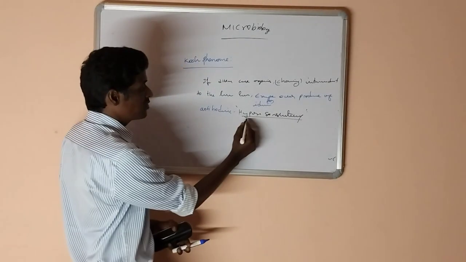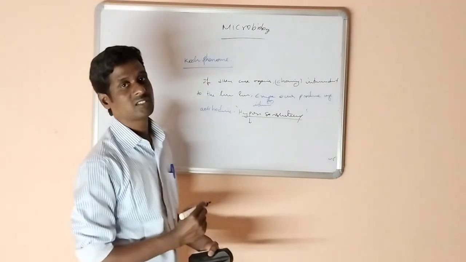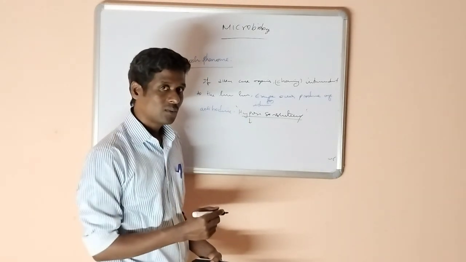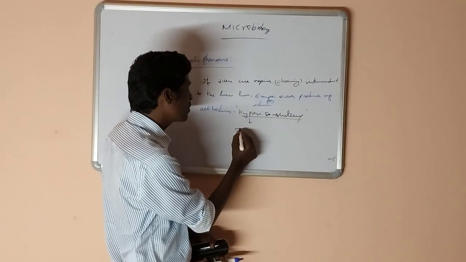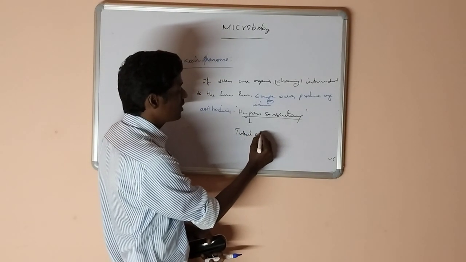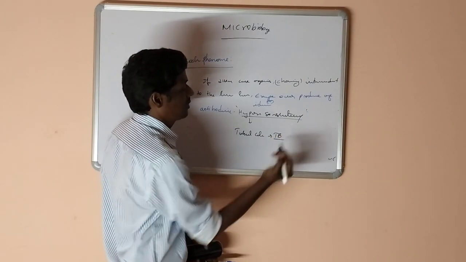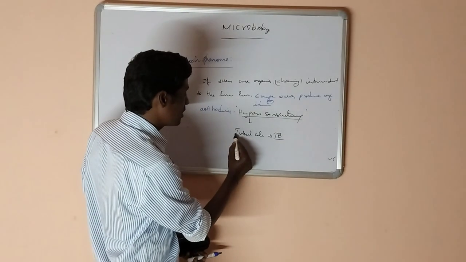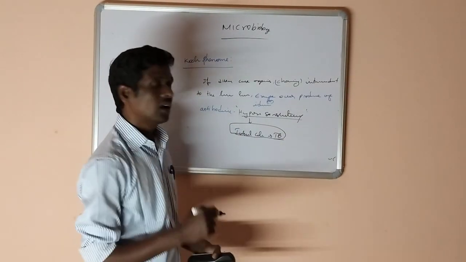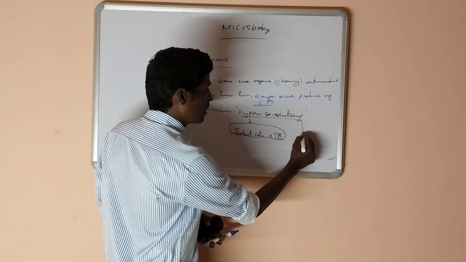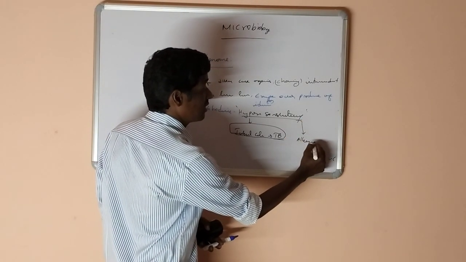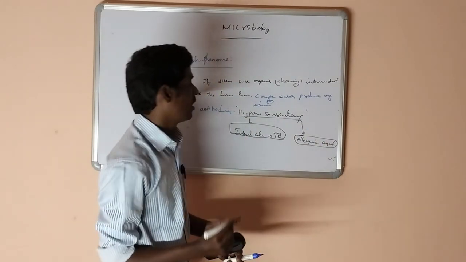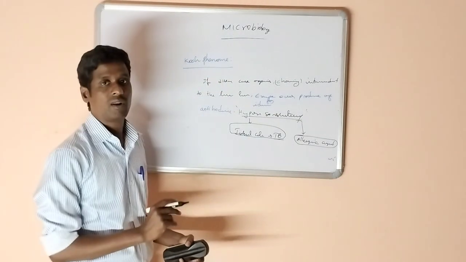This is the immediate hypersensitivity reaction. Based on it, one very familiar test is the tuberculin test for TB detection, using tuberculosis bacilli. It is also a hypersensitivity reaction used for allergen detection. Those are given by the Koch phenomenon.